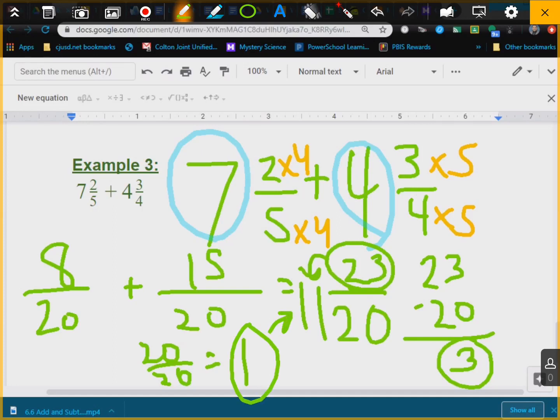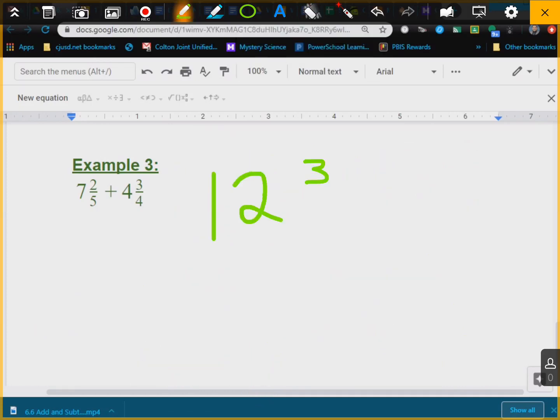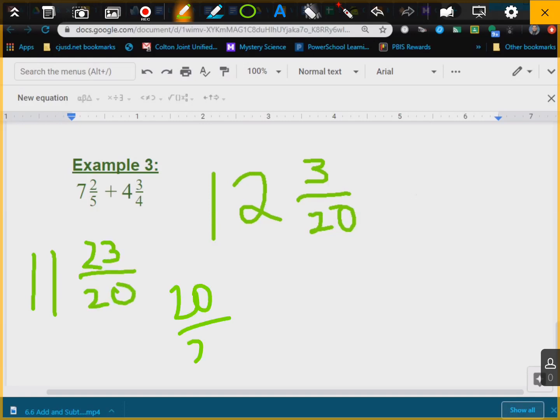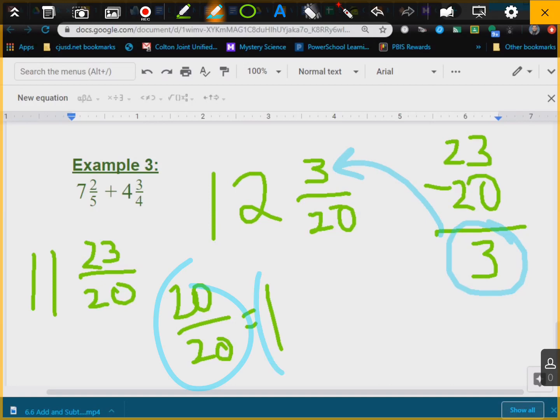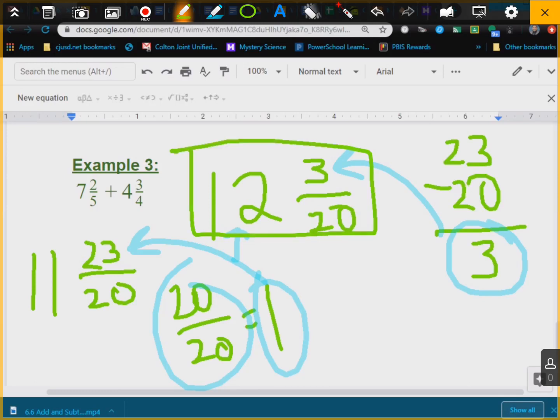So my new answer, I'm going to erase, so if you need to pause, go ahead. But my new answer is 12 and 3 over 20. Okay? Once again, I had 11 and 23 over 20. I know that 20 over 20 equals 1. Therefore, I'm going to subtract 23 minus 20. I have 3 left over. That goes to my numerator. The 20 over 20, which is the 1, gets added to the 11 to make it 12. And the denominator stays the same. So my new answer is 12 and 3 over 20.